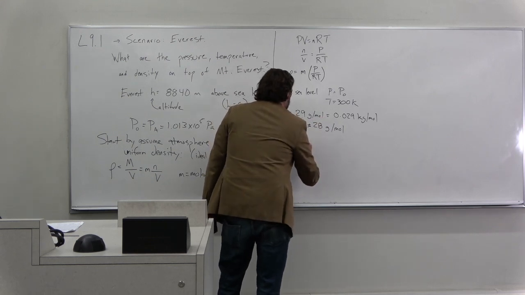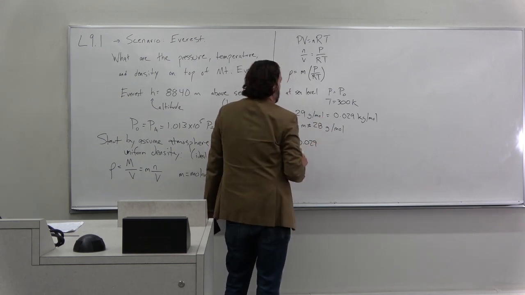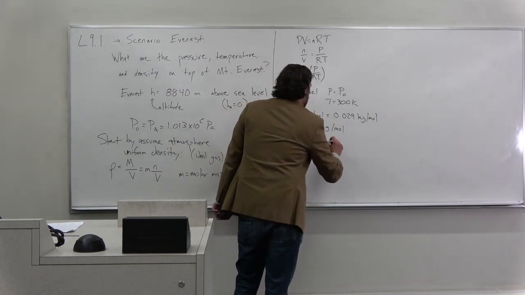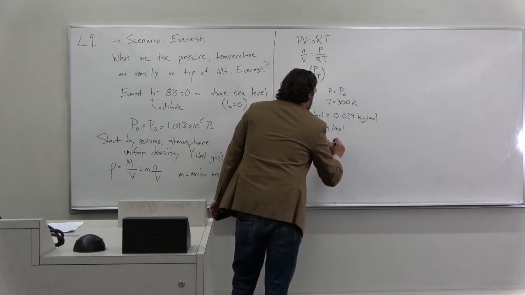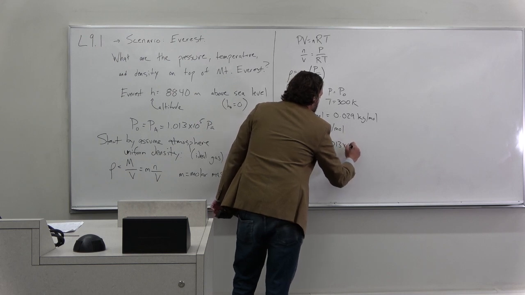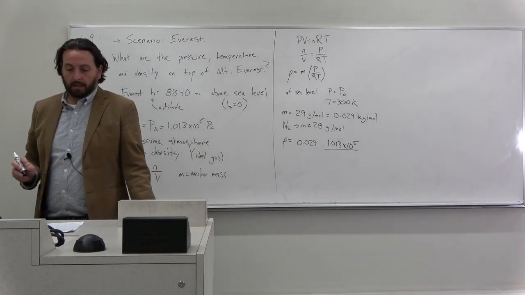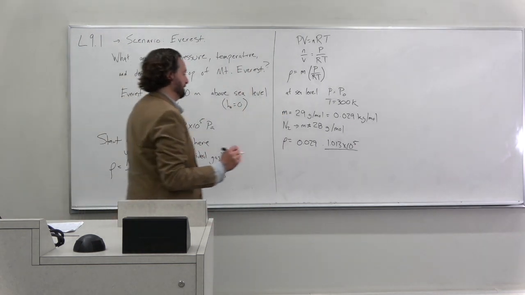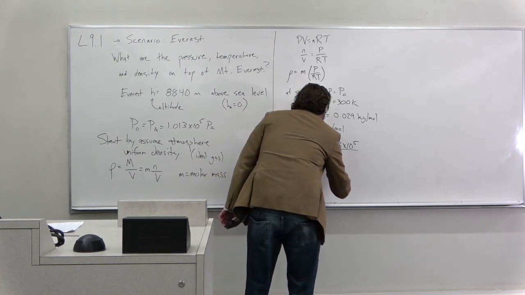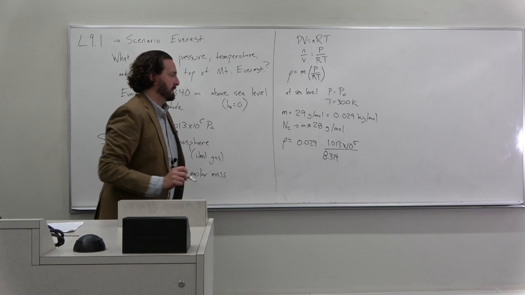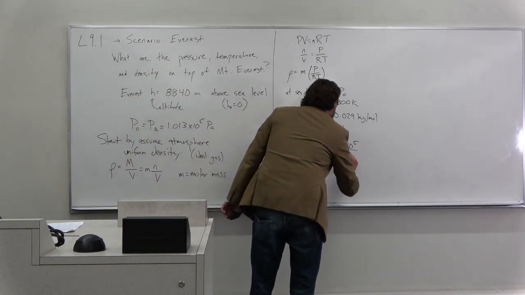This is 0.029 kilograms per mole times 1.013 times 10 to the 5 over R, which is 8.314. We derived that recently. Joules per mole K, times the temperature, 300.